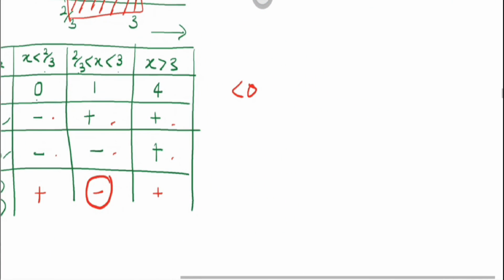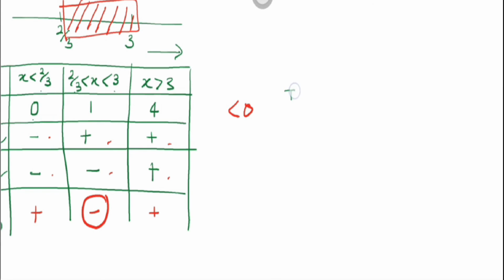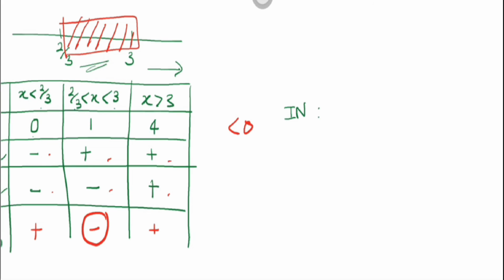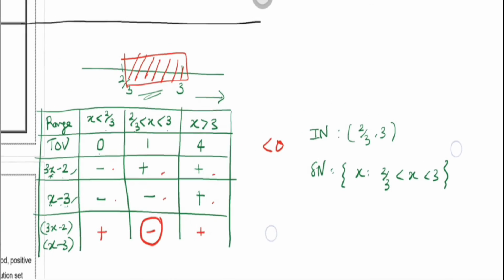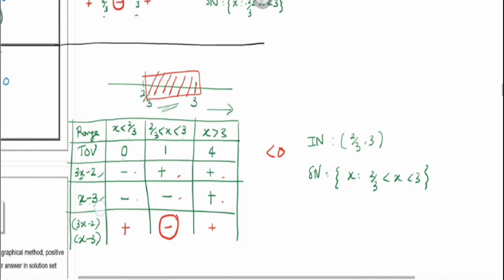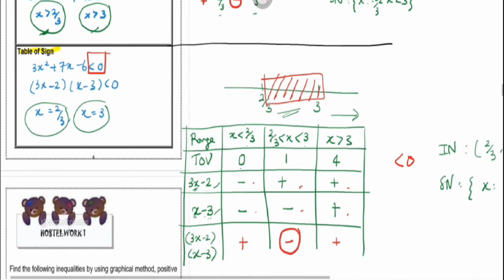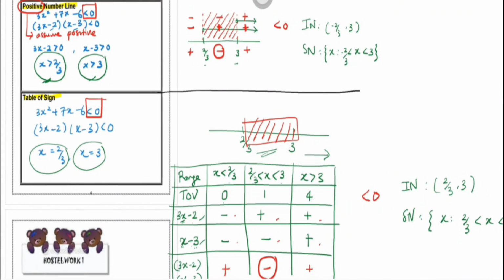So we can write the answer in interval notation. For this region, it is from 2 over 3 until 3, open, open, and then for the set notation, it's from 2 over 3 until 3. Okay, so this is our final answer, and this is the last method by using table of sign.